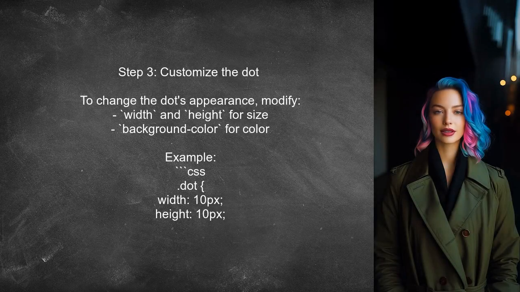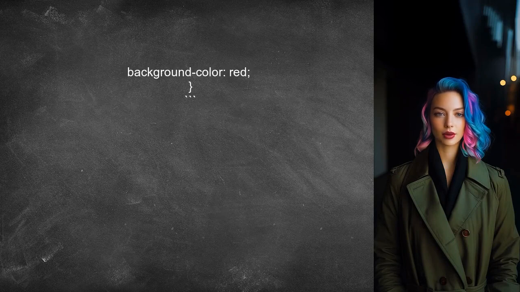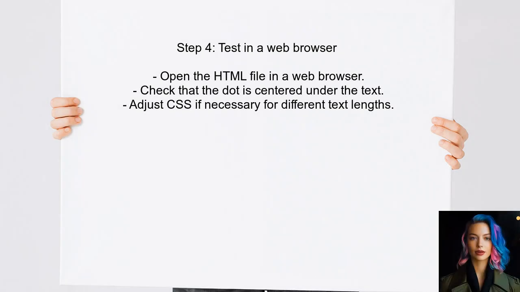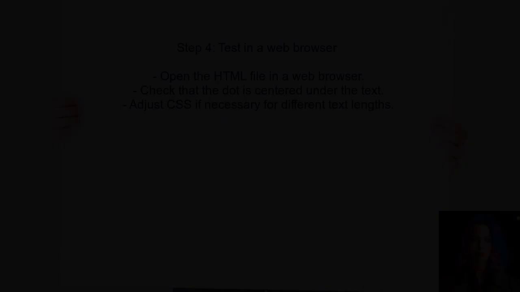Now the user can adjust the size and color of the dot by modifying the width, height, and background color properties in the CSS. This allows for customization based on design preferences. Finally, the user should test the design in a web browser to ensure the dot is centered under the text, regardless of the text length. This confirms that the CSS is functioning as intended.